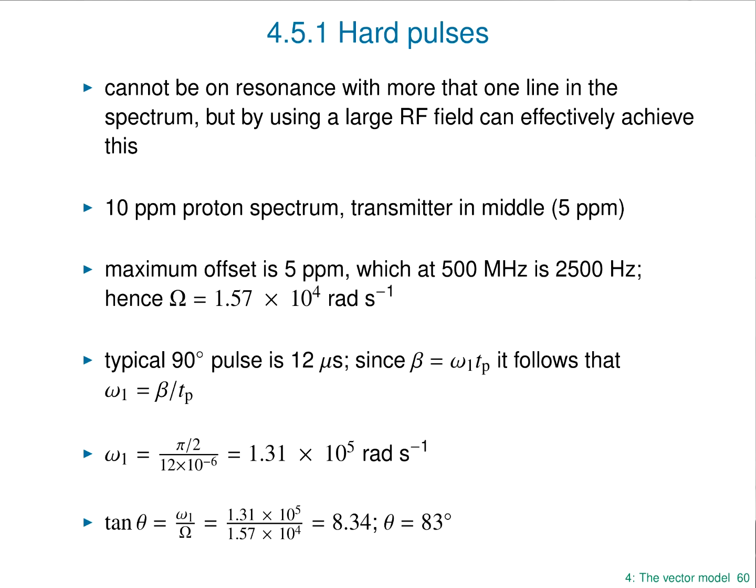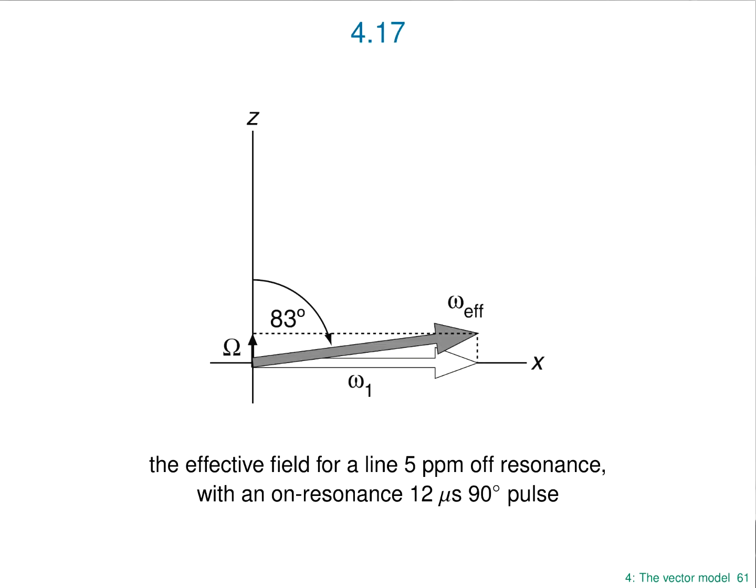And you can work out also the tilt angle. That's the angle between the effective field and the z-axis, and that turns out to be about 83 degrees. So this is actually the picture that you've got. The offset is rather small. Omega is quite small. Omega 1 is rather large compared to the offset. So the effective field is almost along X. Now you remember, for an on-resonance pulse, the effective field is exactly along X. For this, it's almost there.